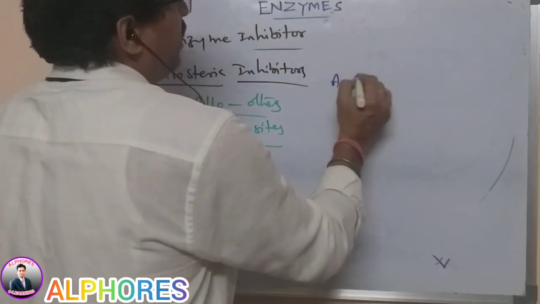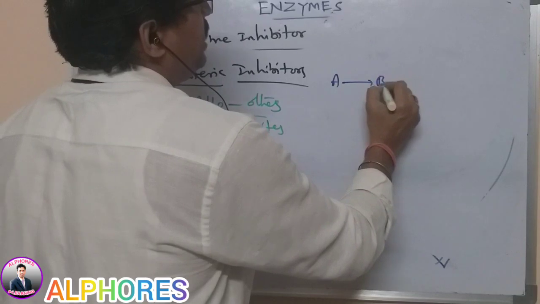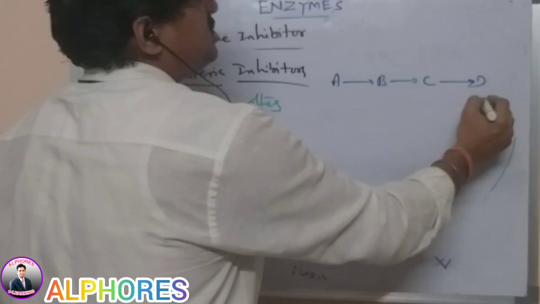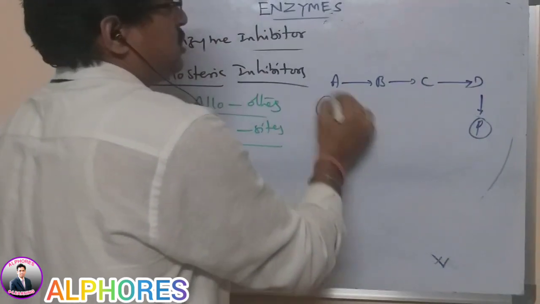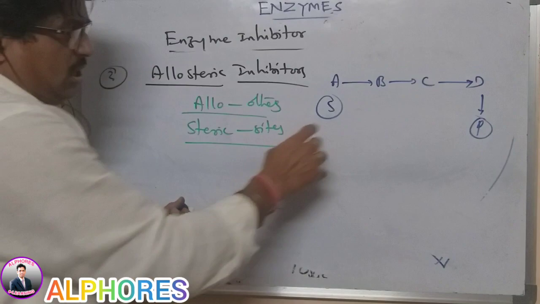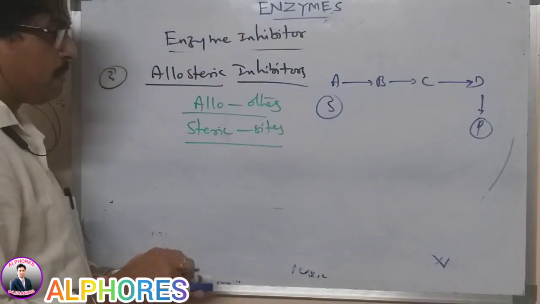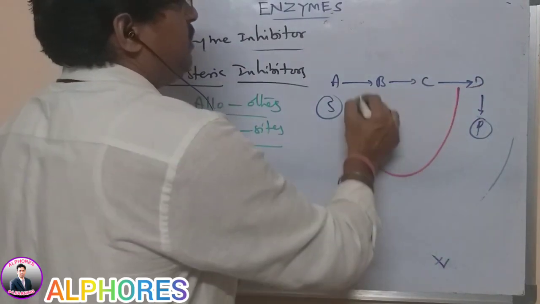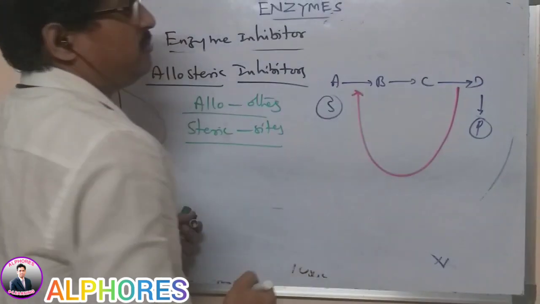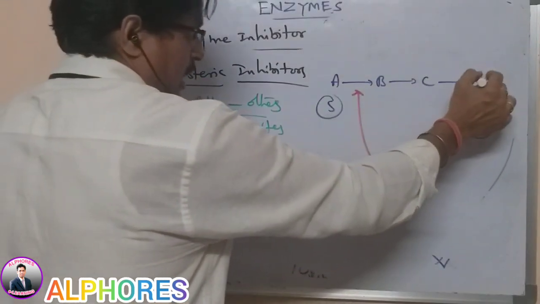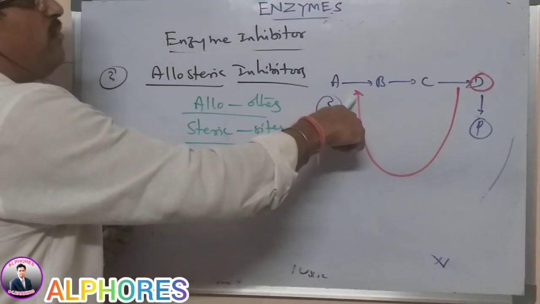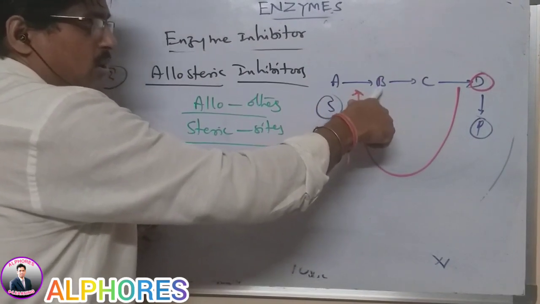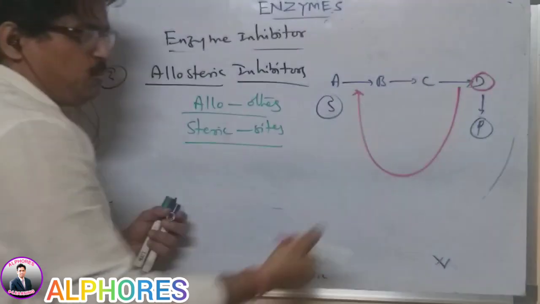Suppose the reaction A gives rise, through the intermediates B and C, to D. Here D is the end product. Now this is the substrate, and the substrate is going to give rise to the product like this. What happens here? This end product prevents the functioning of the first step, A to B. Whatever the end product is, it prevents the action of the enzyme which converts the substrate A to the intermediate B. Due to this, the further reaction cannot take place.